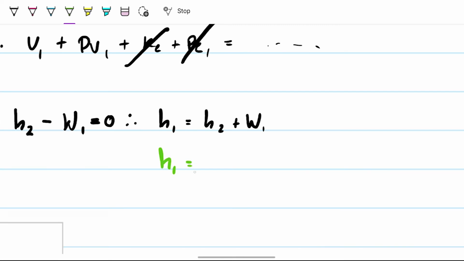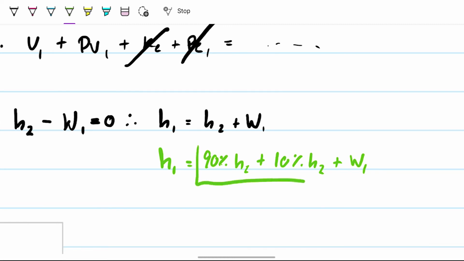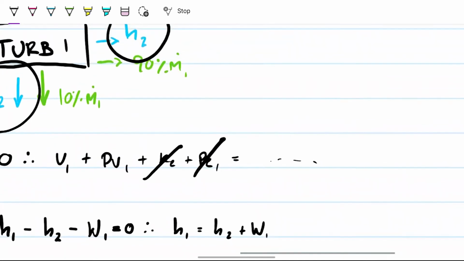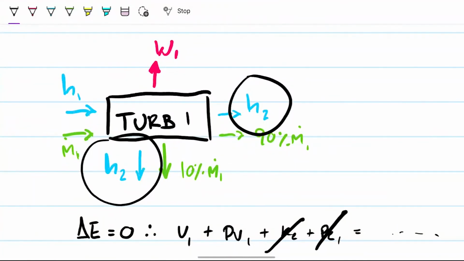All right. So what you can do is, I'm going to have 90% of H2 plus 10% of H2 plus work 1. Okay. 90% plus 10%, that's 100%. So exactly the same thing as doing this. No changes whatsoever. Now, don't forget that we're not interested in the pure energy states because we're interested in the rate, right? This is a rate. It's not a snapshot in time. This is actually happening constantly because we have a steady flow situation.